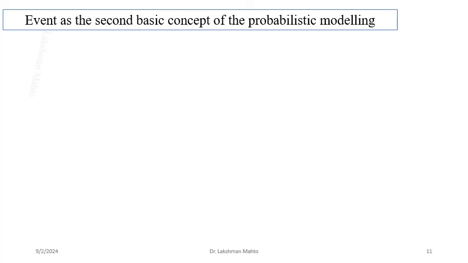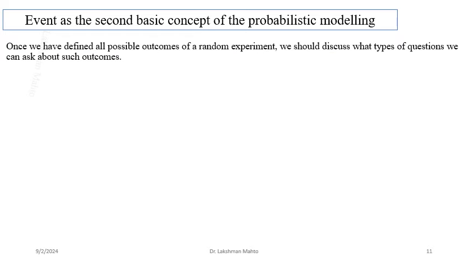Also you can call it the second ingredient or second basic concept, various things you can call it. So once we have identified all possible outcomes of an experiment, we should make some specification by using some kind of a statement or some kind of question also. Actually, question in a very generic way. It is not like asking a question in a question framework. There is a statement and the outcome of that experiment is satisfying that statement or not.